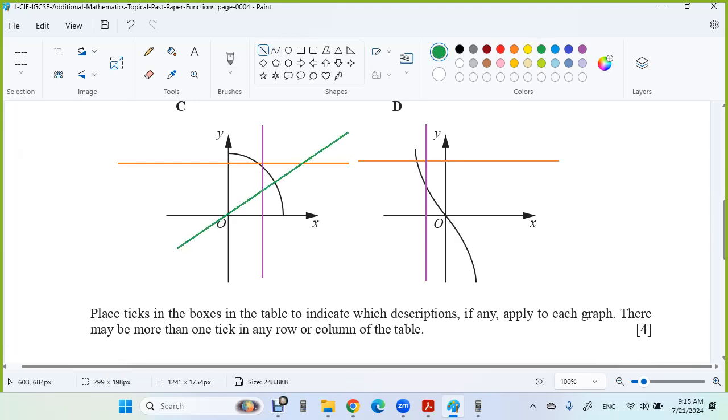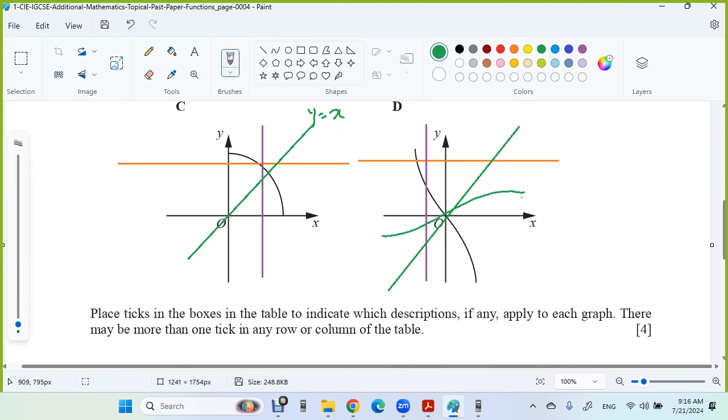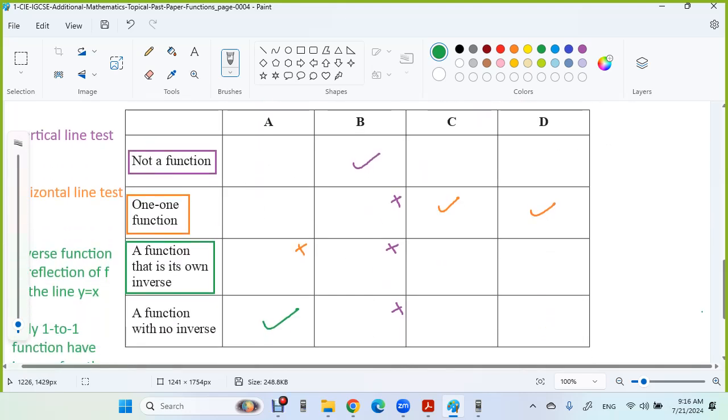we have a y equals x graph here, so this is the y equals x graph. Then the reflection is also the same. And then for this one, the reflection will be something like this. And this reflection is like this. So a function that is its own inverse, this one is C.